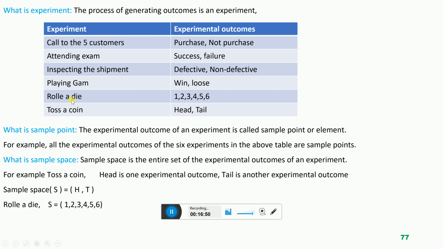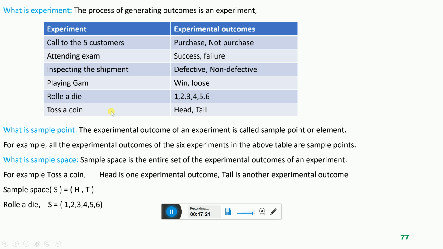Another experiment, roll a die. When we roll a die, this is one process, one experiment, and it carries six possible outcomes. Suppose there is one on the up face of the die, or two on the up face of the die, or maybe three, or four, or five, or six. So these are the six possible outcomes of the experiment of rolling a die.